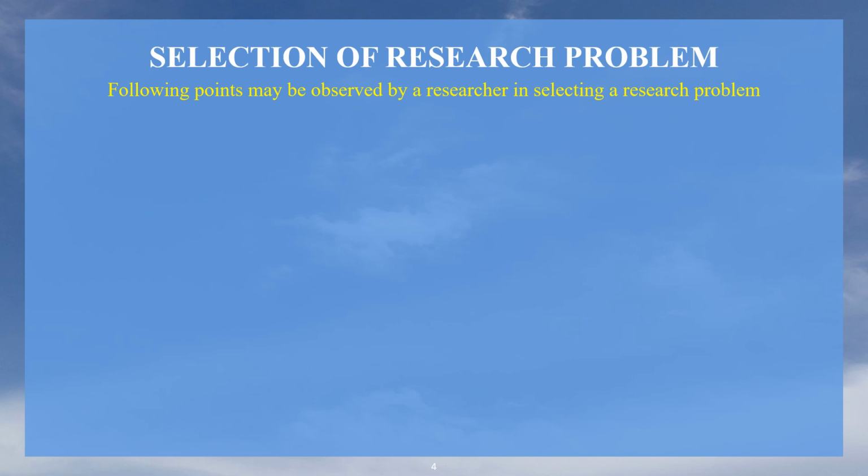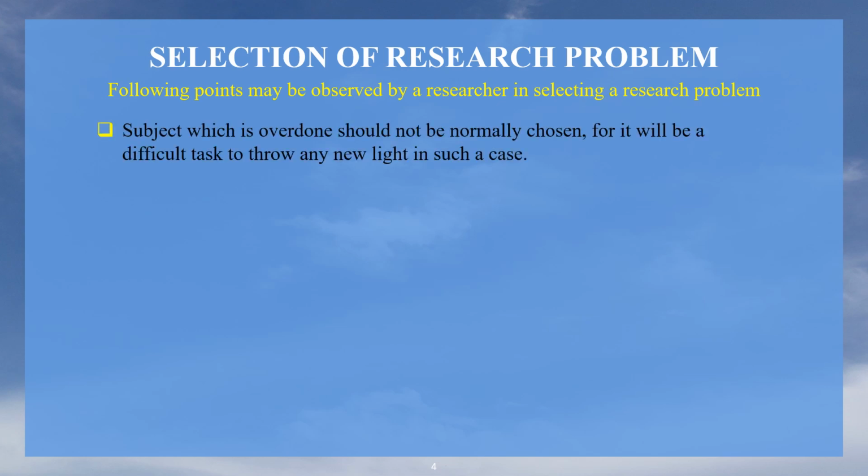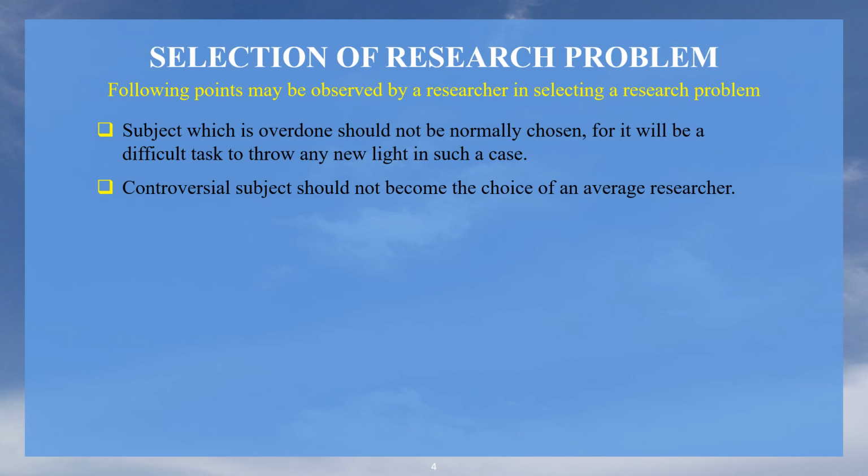Next, we can discuss the points to be noted by a researcher while selecting a research problem. The first point is that the subject which is overdone should not be normally chosen, for it will be a difficult task to throw any new light in such a case. The second point is controversial subject should not become the choice of an average researcher. Third point to be considered is that too narrow or too vague problem should be avoided.